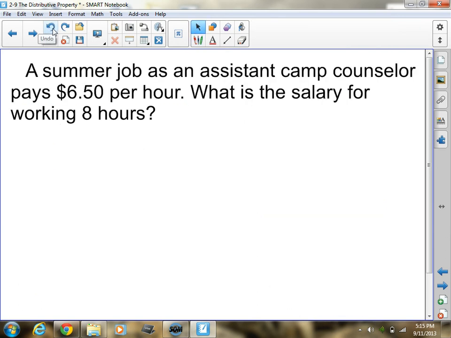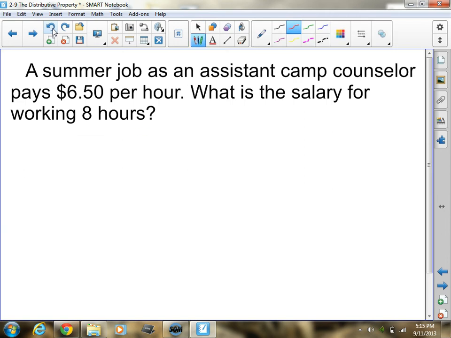Our final step. I know your favorite. I know you're looking forward to this all class period. I know. Word problems. We're going to use the distributive property once again to figure out this word problem. So it says, a summer job as an assistant camp counselor pays $6.50 an hour. What is the salary for working 8 hours?